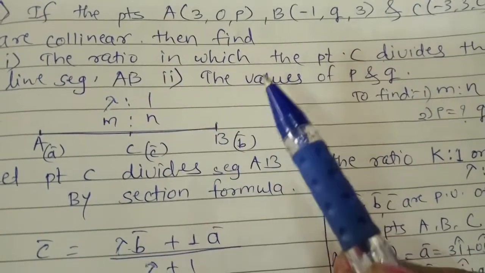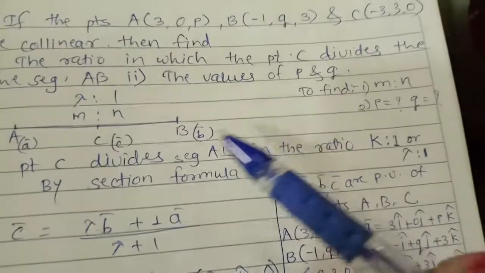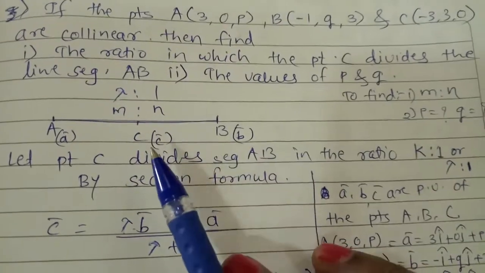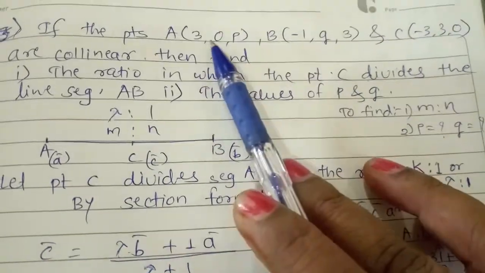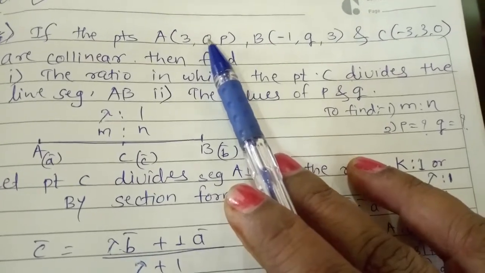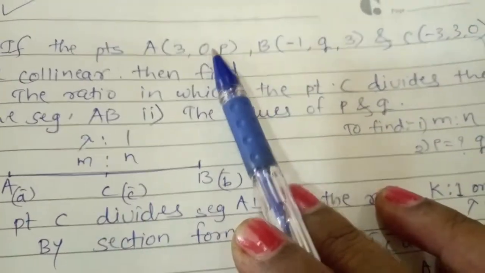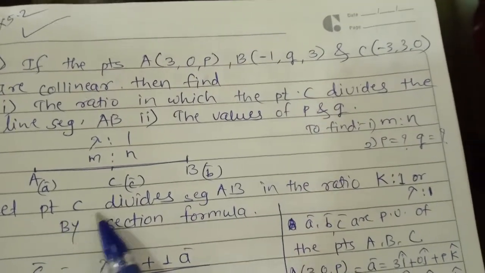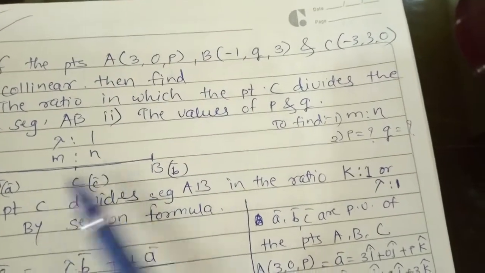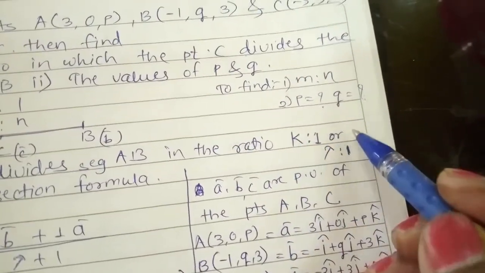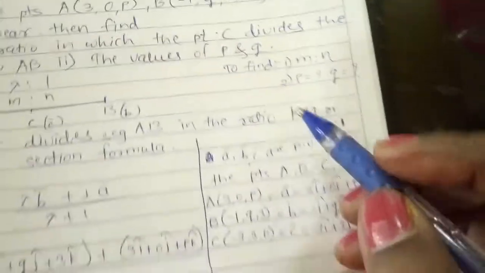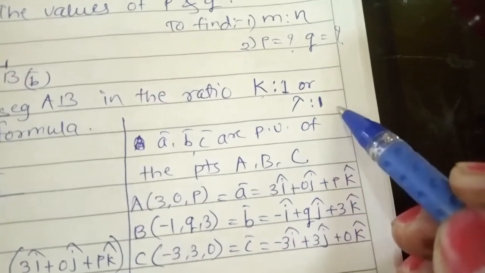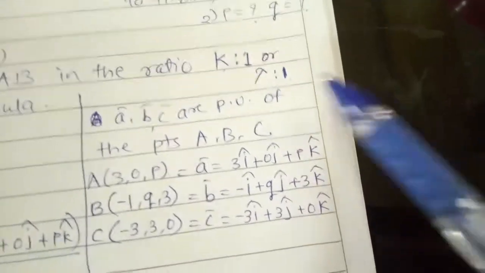We have to convert these points into ijk form, that is, position vector form. Here first read this statement: point C divides this segment AB in the ratio k:1 or λ:1. I am not taking k because there is already a k in the point, so instead of k:1 I am taking λ:1. You can take any one of these two.